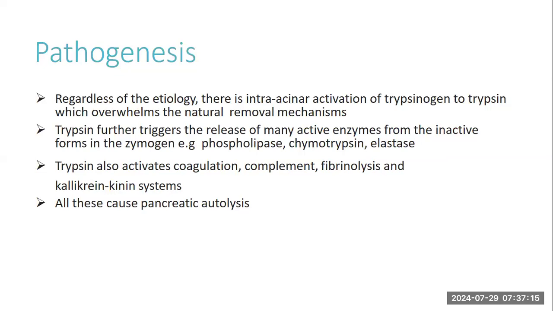Pathogenesis of acute pancreatitis. Now, regardless of the etiology, what happens is that there is an increase in intraacinar activation of trypsinogen to trypsin, which overwhelms the natural removal mechanism. Now, this activated trypsin goes ahead to trigger the release of many other enzymes from their inactive forms, like chymotrypsin, the elastases, and phospholipases. The trypsin also activates the coagulation cascade, the complement system, triggers fibrinolysis, and the kallikrein-kinin system. All these systems activated will lead to pancreatic autolysis.